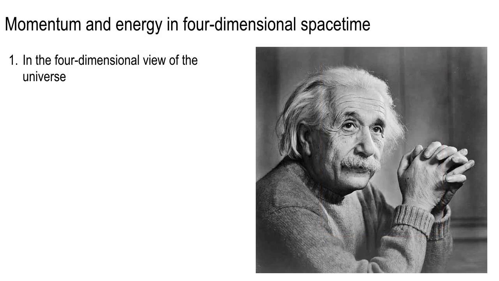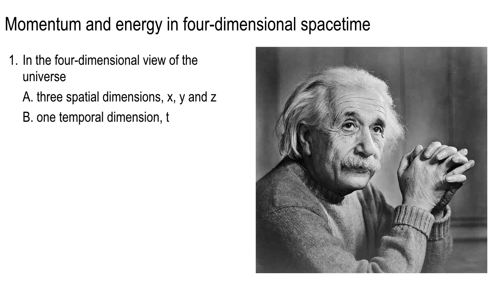And he also said that momentum and energy are the dynamical quantities that go with the geometric quantities of space and time. So in the four-dimensional view of the universe, there are three spatial dimensions, x, y, and z, and one temporal dimension, time, all right? And it gets really interesting when you try to figure out curved space-time. But we're just doing flat, normal space-time like what we have here on Earth.